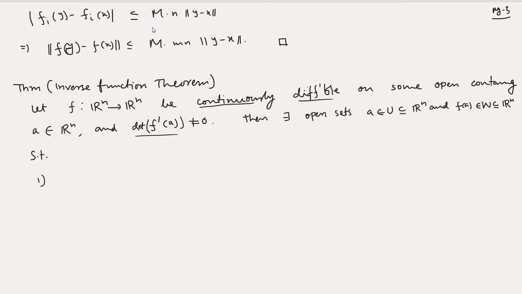following happens: f of U equal to W and f is injective. That is to say, the restricted function of f on U from U to W is bijective. Injective and surjective, that is invertible.